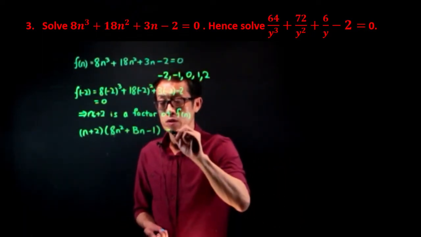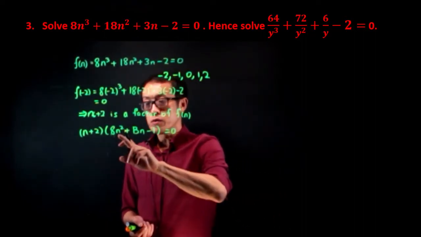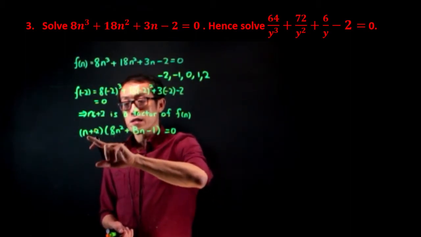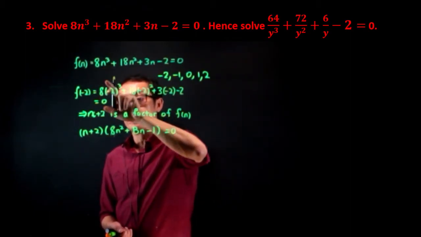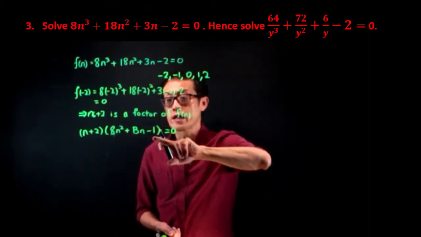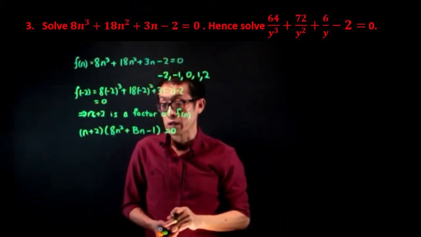Now, why do I know this is 8? Because that's the only way to get an n cubed. No other way, so it has to be 8. And this is the only way that you get a constant term. Given that the constant term is minus 2, this has to be minus 1.